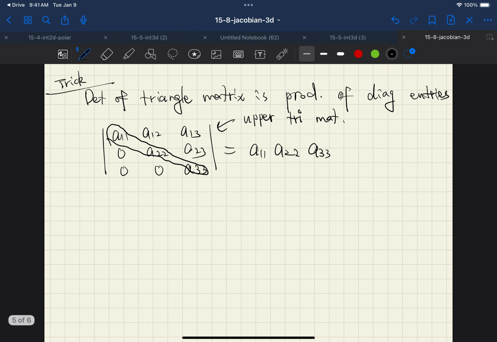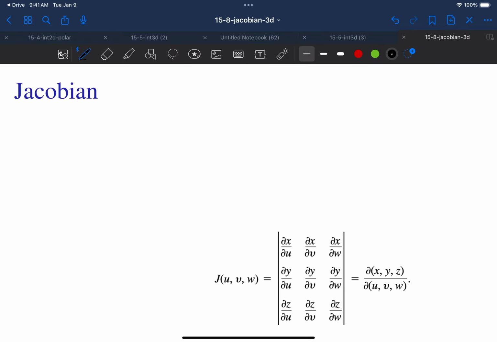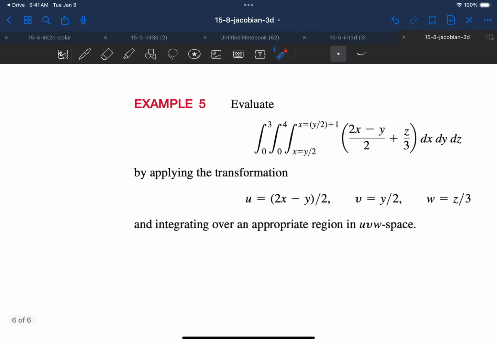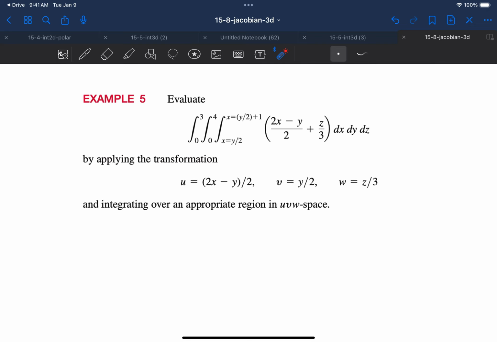All right, with this in mind, now we're going to look at, so we know what the Jacobian is, the determinant of this 3 by 3 matrix, and we're going to look at this problem. Example. So the example is a triple integral. Of course, we can do it without substitution, but we're going to do the substitution, which is suggested here, and try to use our formula.